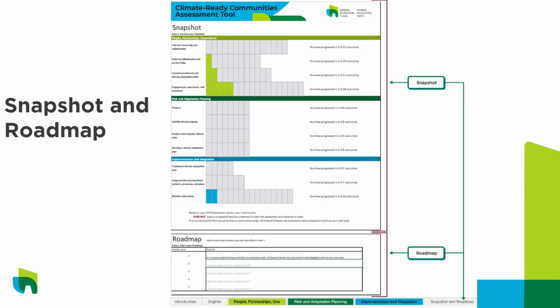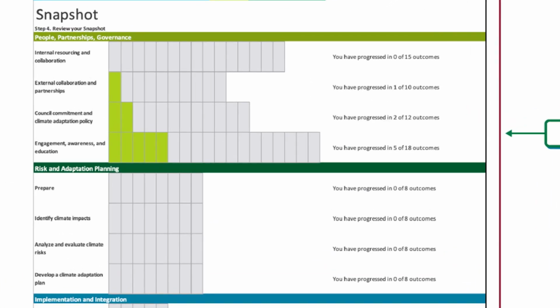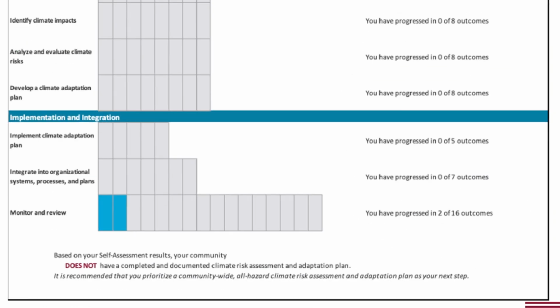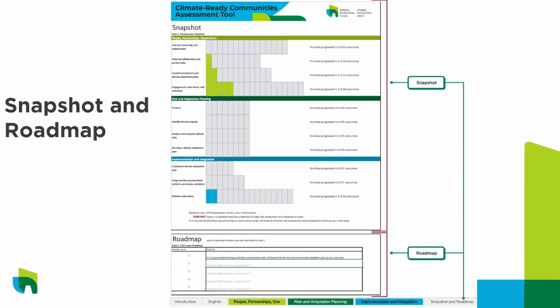After completing the self-assessment for all 3 pillars, you'll move on to the Snapshot and Roadmap tab, which is the final sheet in the tool. This section provides a visual summary of your local government's progress. This snapshot is designed to serve as a communication tool, allowing you to easily share your progress with stakeholders. It can also be printed on letter-sized paper for convenience.